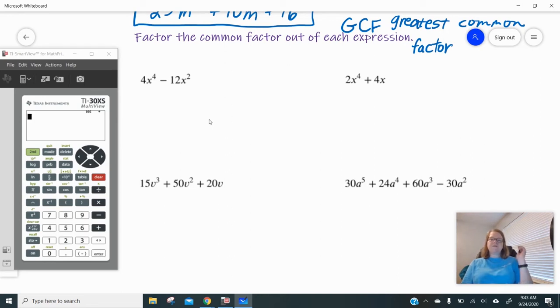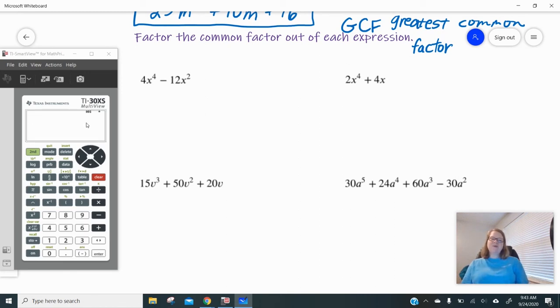So the first two are just binomials. You see how this just has a 4x to the fourth and a negative 12x squared. It's just got the two terms in it. And then the next one's got a 2 and a 4. I should have used bigger numbers, shouldn't I? If you already kind of are thinking, oh, I think I know what this is, then go along with me just to learn the process that I'm going to say.